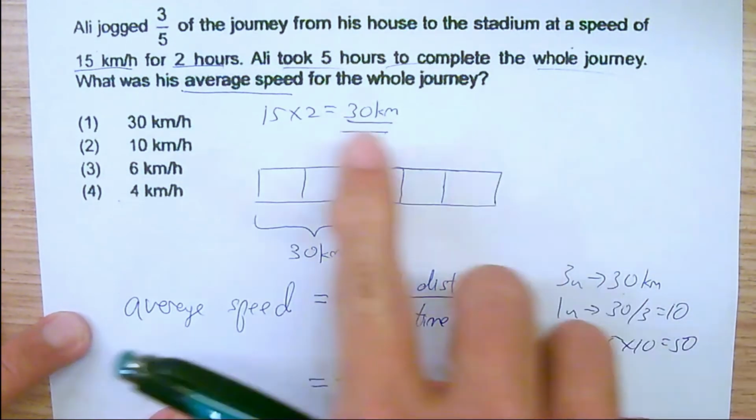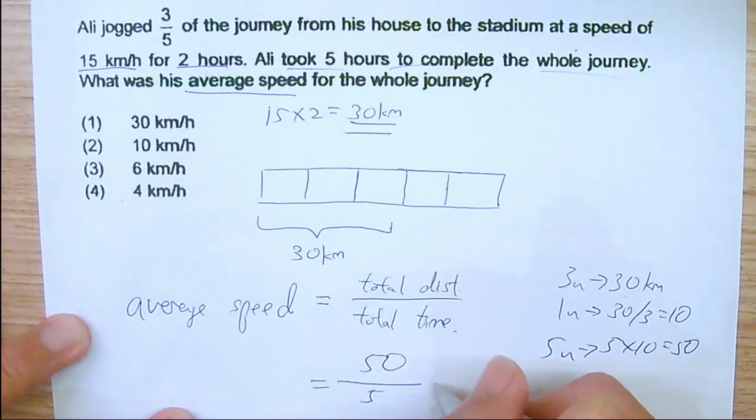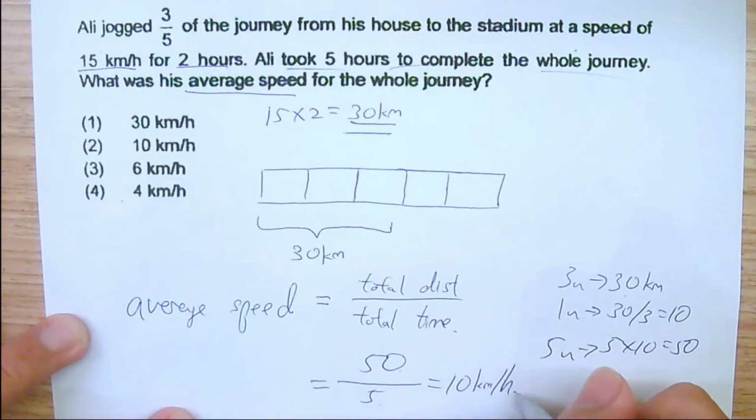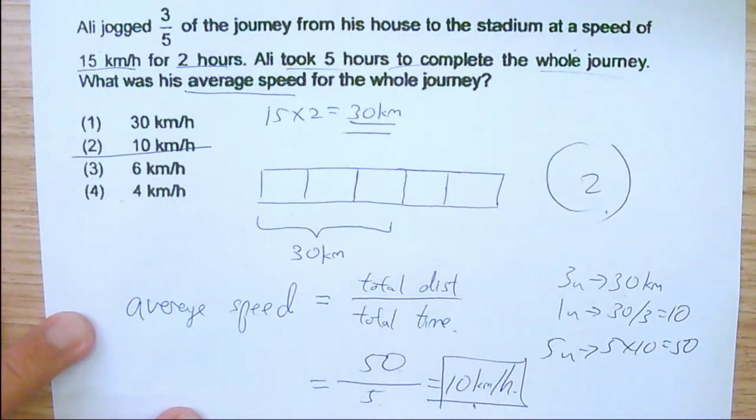How about total time? They said that it took 5 hours to complete the whole journey, right? So the total time will be 5 hours. So 50 divided by 5 will give us 10 km per hour. That is the answer here, number 2. This is the average speed.